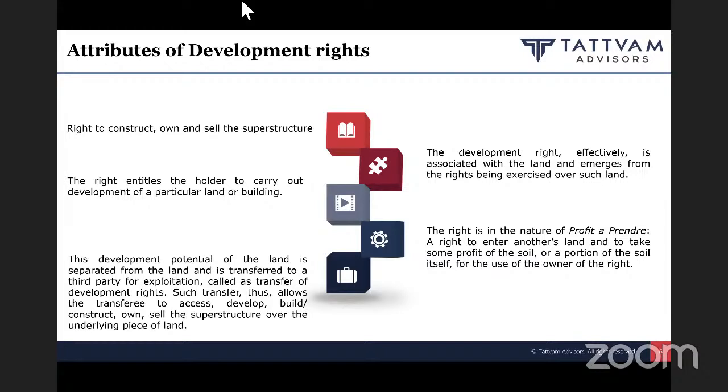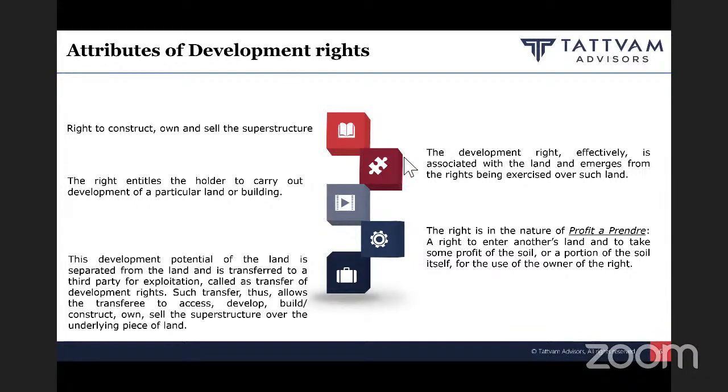So the landowner, what he actually does, he separates the development potential of the land, and this development potential of the land is transferred to a developer, and this development potential, that is right to construct, own and sell the superstructure, is nothing but in the nature of profit a prendre. This is nothing but an intangible immovable property.